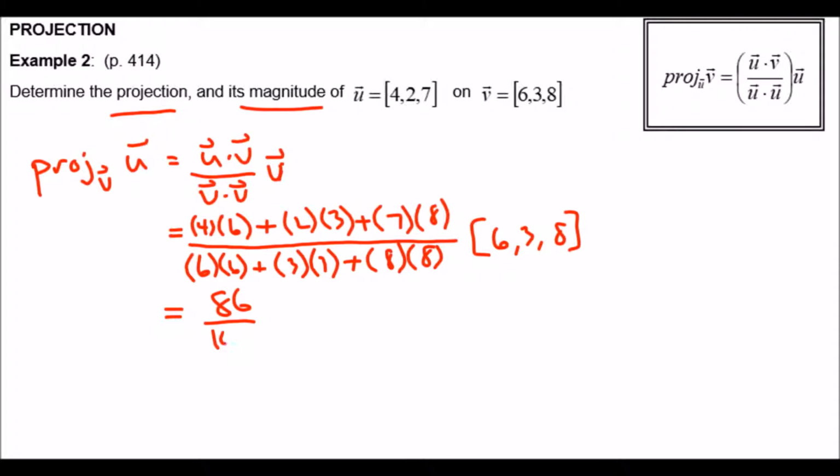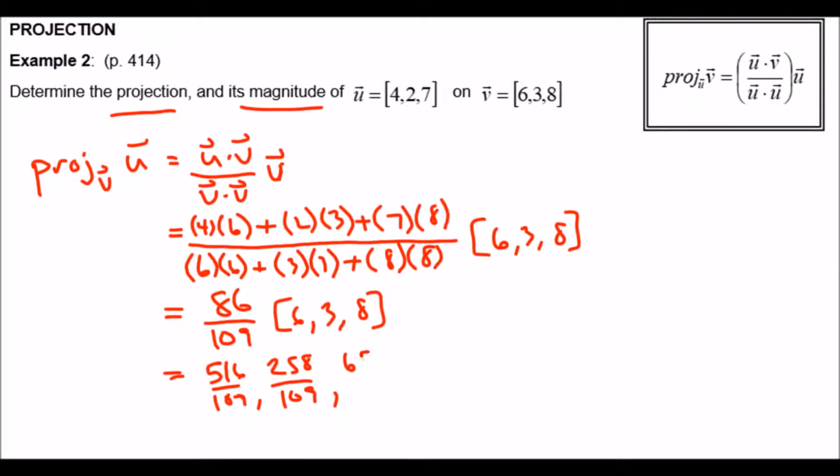So this is going to give me, on my calculator, 86 over 109, times 6, 3, 8, and if I multiply this in, I get 516 over 109, comma, 258 over 109, comma, and finally 688 over 109. All right, so that is the projection of U on V.